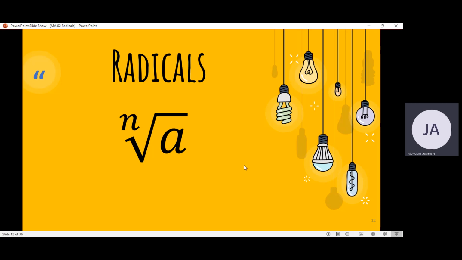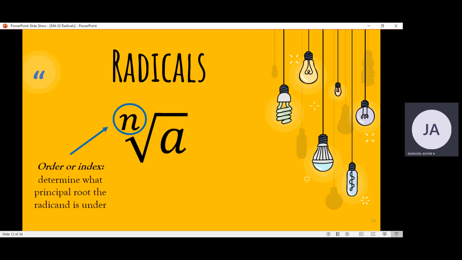Let's start first with n. Here, n is called the order or the index. It determines which principal root the radicand is under. And a is called the radicand. It's the expression inside the radical symbol.